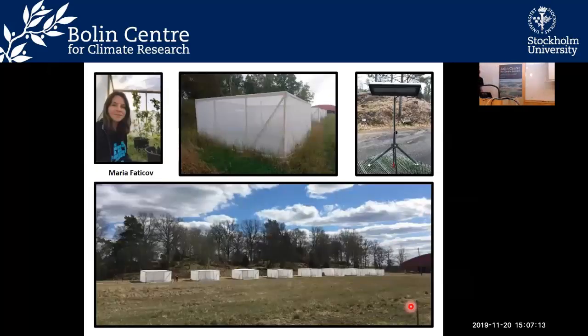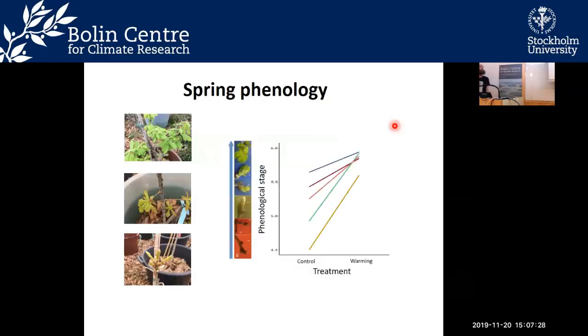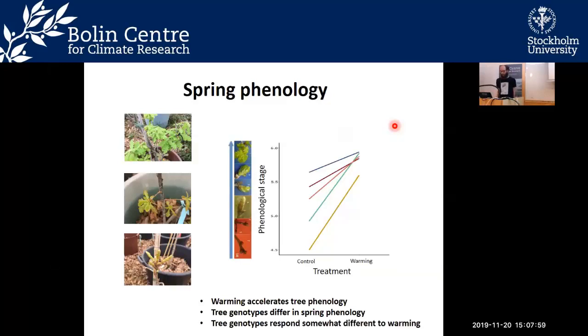So here is how it looks in real life. You see the different cages, and on the top right you can see the ceramic heaters that we use to heat the cages. So what happened with spring phenology? On the y-axis, you see a scale reflecting the level of bud burst. And if you look at the graph, you see the response of 5 different genotypes. Those are the different colored lines. For each of the genotypes, the warming accelerated the tree phenology. The genotypes, the different lines, differ in their spring phenology, and they respond somewhat differently to warming. So okay, spring phenology advances with a warming climate.